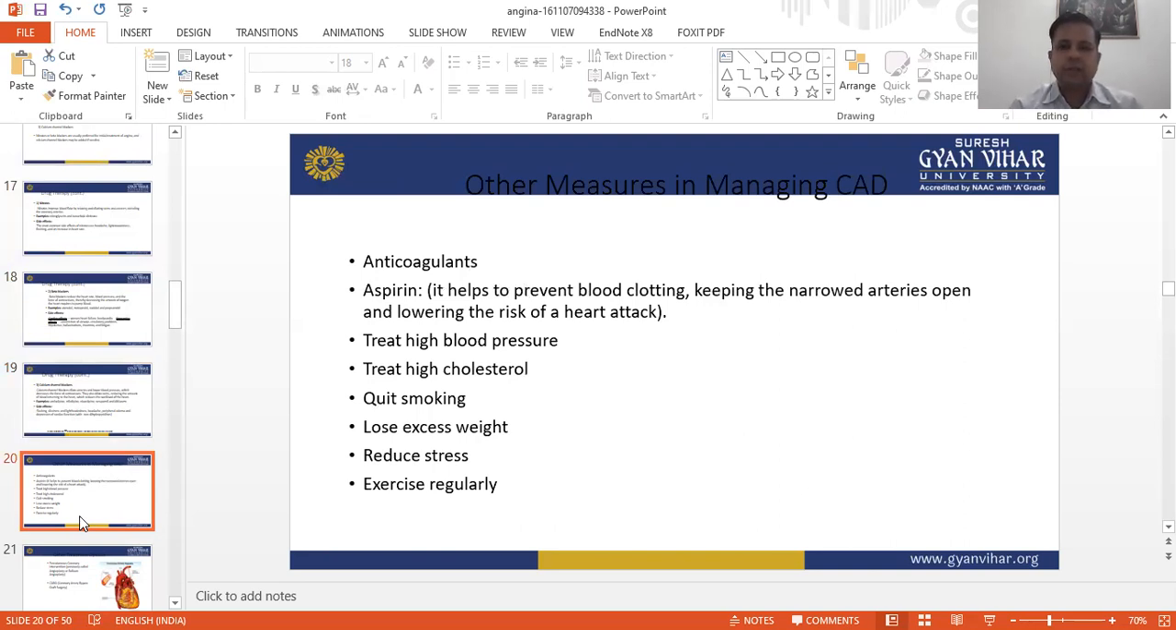Other measures in managing coronary artery disease include anticoagulants. Aspirin. Aspirin helps to prevent blood clotting, keeping the narrow arteries open and lowering the risk of a heart attack. Treat high blood pressure. Treat high cholesterol. Quit smoking. Lose excessive weight. Reduce stress. Exercise regularly.